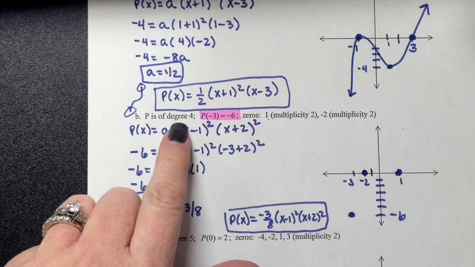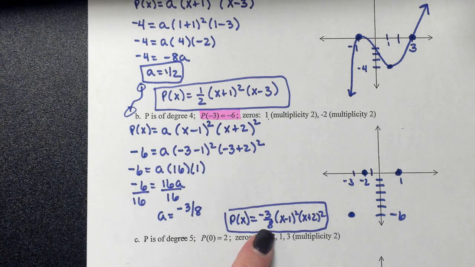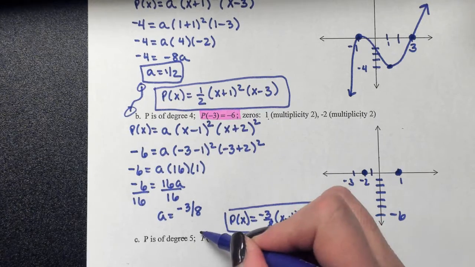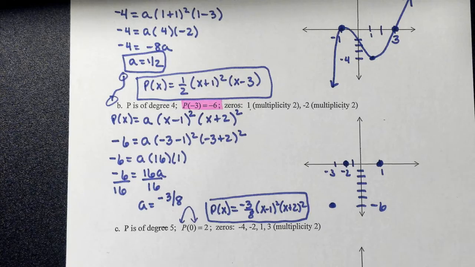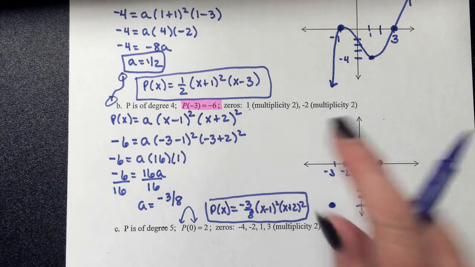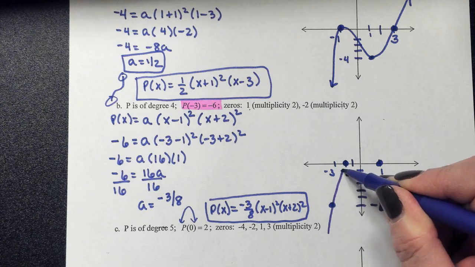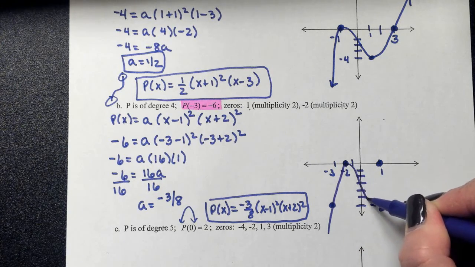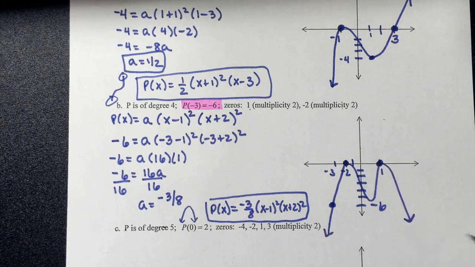Now, I have an even degree polynomial function. Notice my leading coefficient is negative. So remember what happens, both ends are going to have to go down. Remember, at -2, I'm going to touch. At 1, I'm also going to touch. I'm going to pass through this point, -3, -6. So it's going to come down, go up, come back down, and that's what this polynomial function is going to look like.